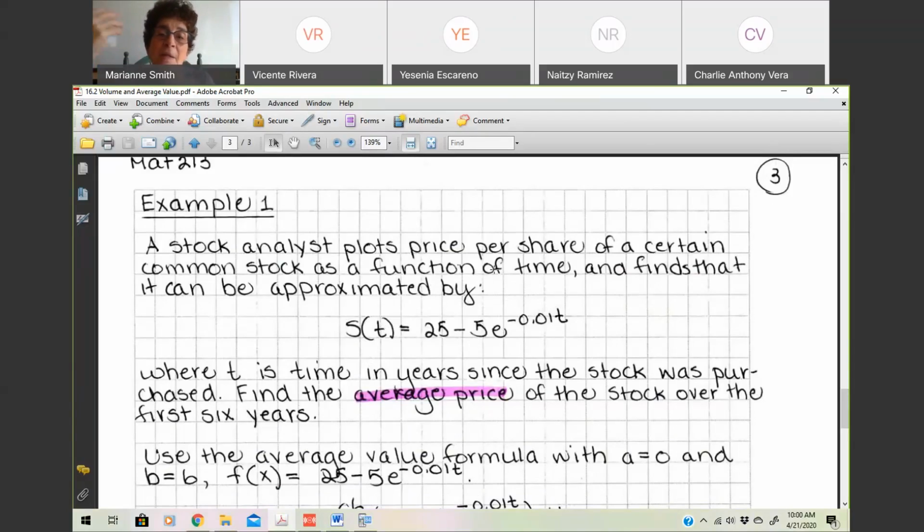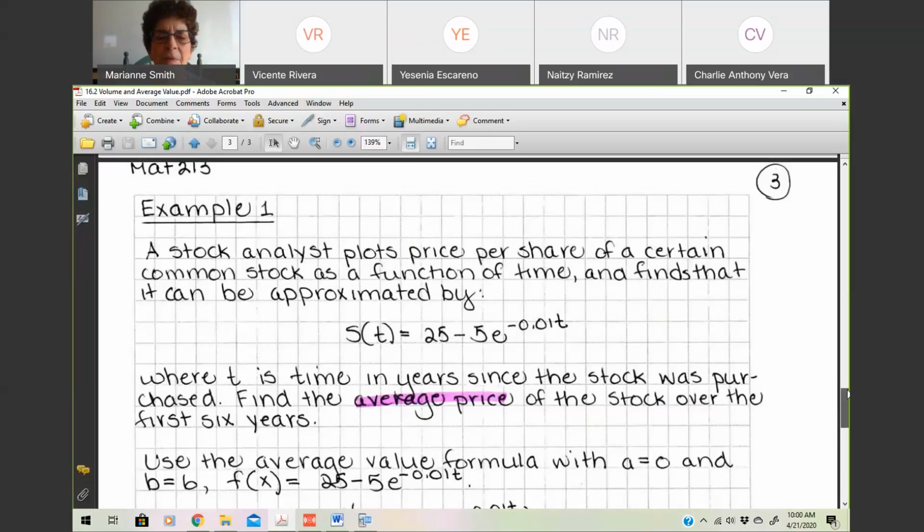Find the average price of the stock over the first 6 years that it was held. Again, you could be a stock analyst, or somebody's portfolio manager, and they want to know, what's the average value of this stock? I know what the high and the low was, but on average, what was it worth?